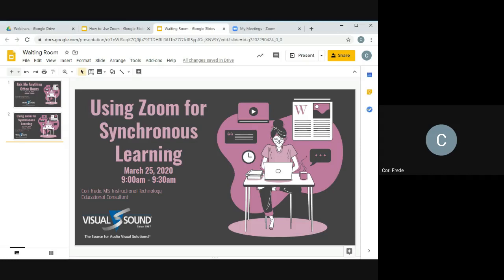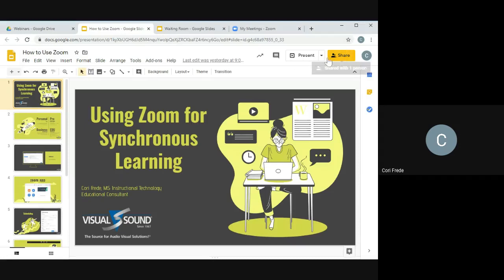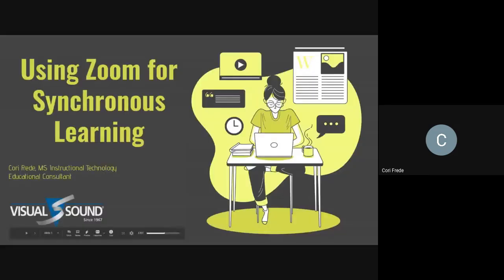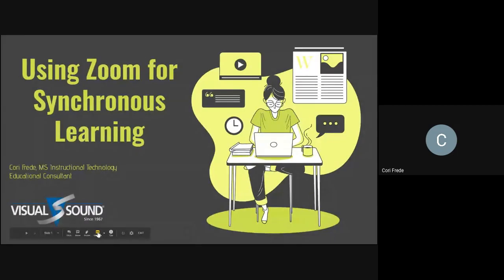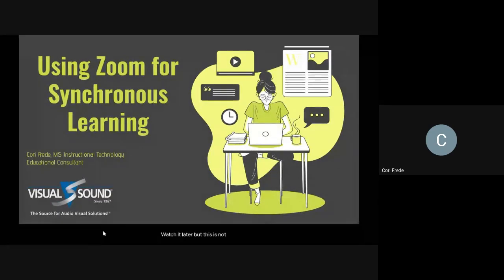year. So today's webinar is on using Zoom for synchronous learning. And for those of you that don't know what synchronous learning is, this is when you are doing things in real time. So when you are using synchronous learning, you are going to be working with your students in real time. This is not something, well, we are recording this so you can watch it later, but this is not something that you normally do for future times. This is something you would do in real time with your students.